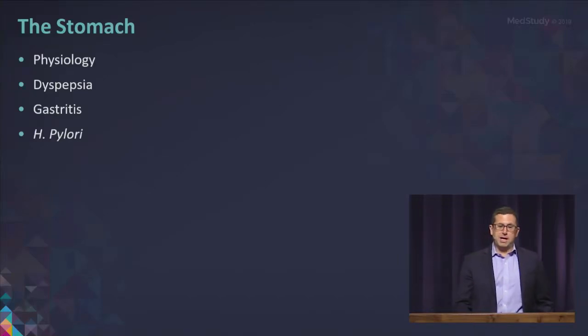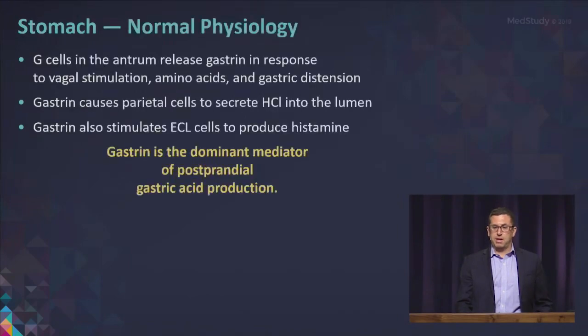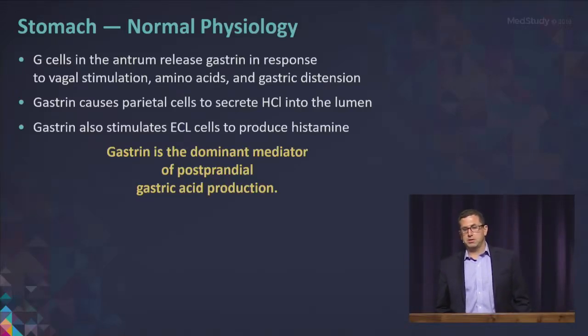All right, so now we're going to do the stomach. We'll talk about physiology, then talk a little bit about dyspepsia, gastritis, and H. pylori. So normal physiology, keep this simple. There are G cells in the antrum that release gastrin in response to vagal stimulation, amino acids, and gastric distension. Gastrin, in turn, causes parietal cells to secrete acid into the lumen. Gastrin also stimulates ECL cells to produce histamine. So that's why we sometimes use histamine blockers.